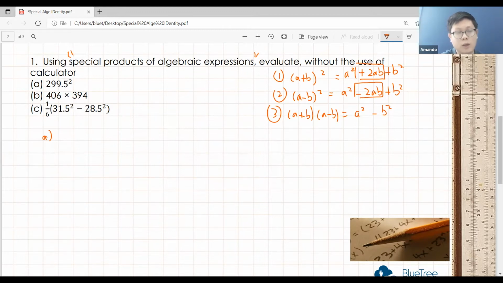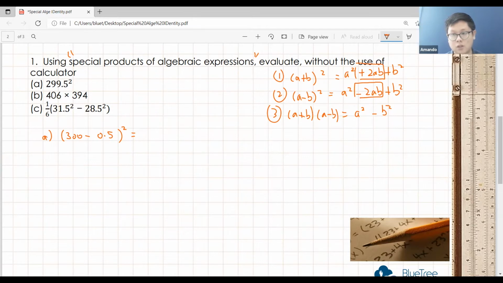For question 1, we want to find an easy number that 299.5 is close to. Can you think of one? An easy number that you're probably thinking about is 300, right? But this number is less than 300, isn't it? So you have to use 300 minus 0.5 before you square it, because it's 0.5 less than 300. And because they asked us to use the special product method, we are going to expand this exactly based on what we learned in the expanded answer for our special product.